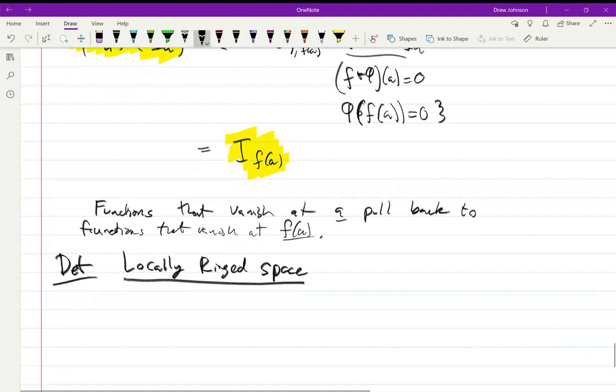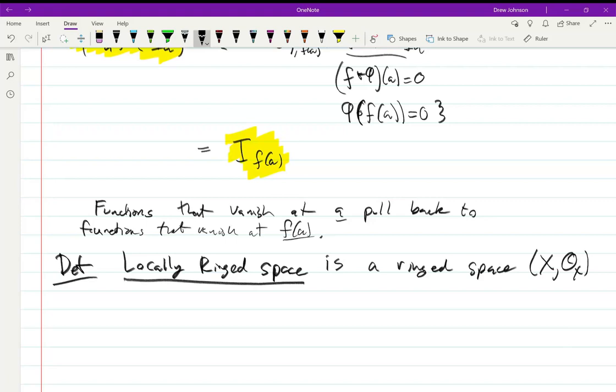So this is a ringed space. Remember, a ringed space is just a topological space with a sheaf of rings. But a locally ringed space satisfies an additional condition: that each stalk O_{X,P} is a local ring.